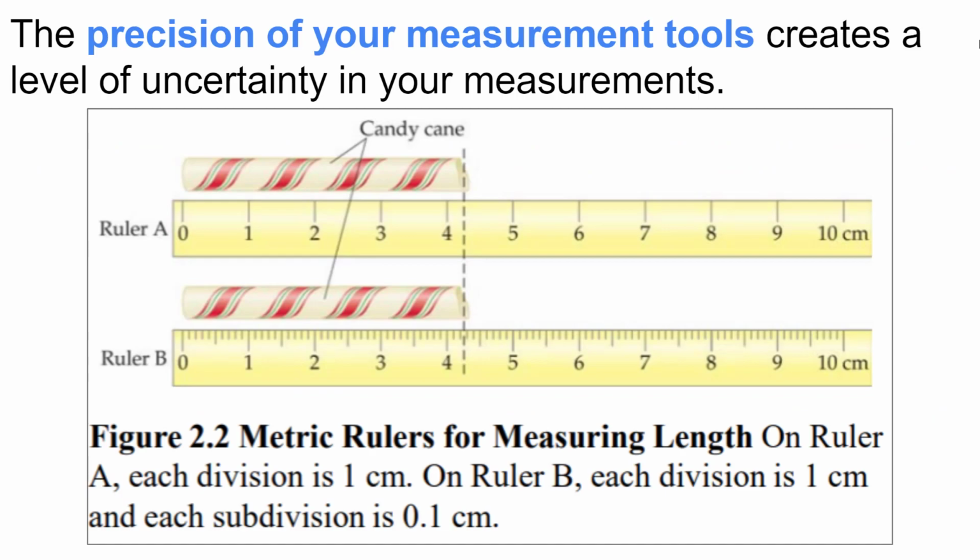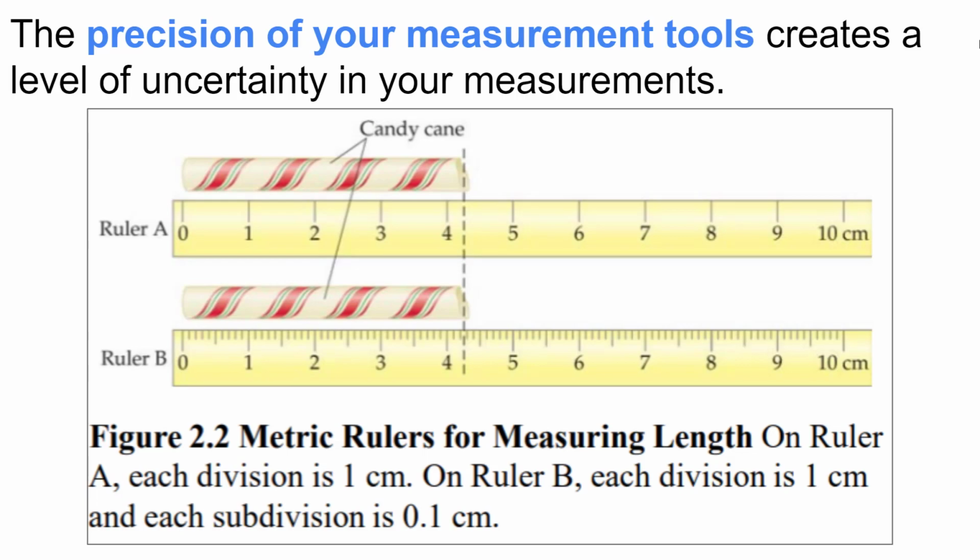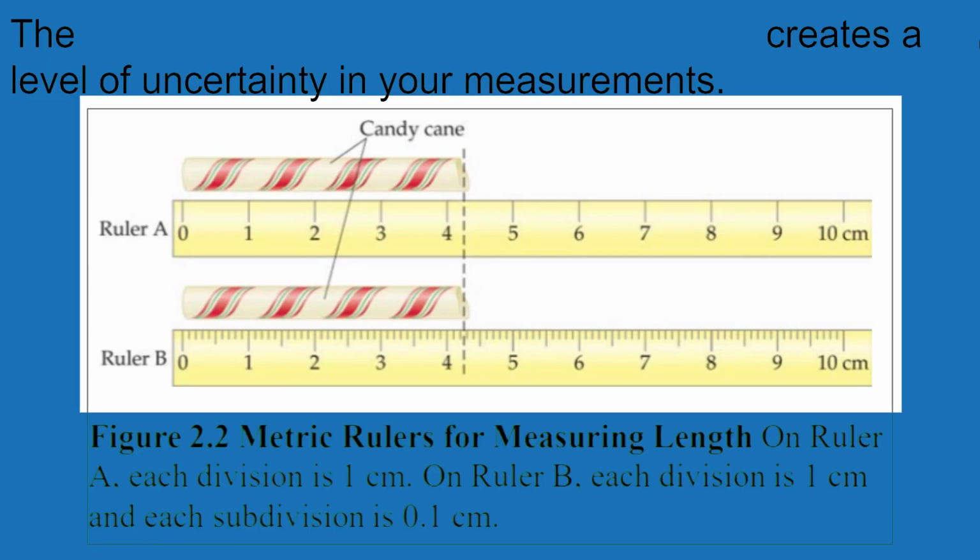Part of reducing the uncertainty in science is to be aware of how the tools you are using affect how close your measurements are to the true value. The precision of your measurement tools creates a level of uncertainty in your measurements. Take, for instance, the example of measuring the length of this piece of candy. There are two rulers that can be used to make this measurement, ruler A and ruler B. The difference in these rulers is found in how precise they are.